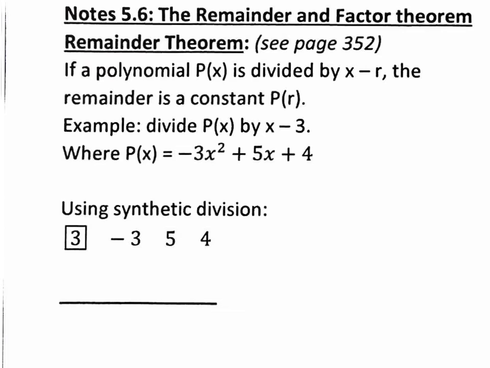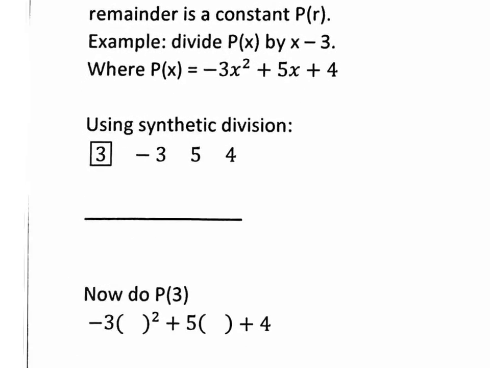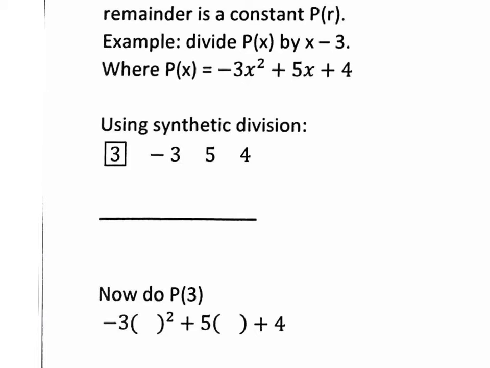And the remainder theorem says if a polynomial p of x is divided by a binomial x minus r, then the remainder is a constant, which is the same as that value here. If you were to plug it into the original p of x function, you'd get that same answer as the remainder. That sounds complicated, right? But let's do something to make it a little more understandable. We have this example that they tell us: divide p of x, which is right here, by this binomial x minus 3.